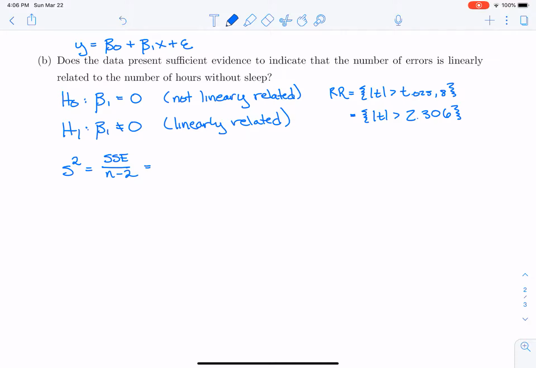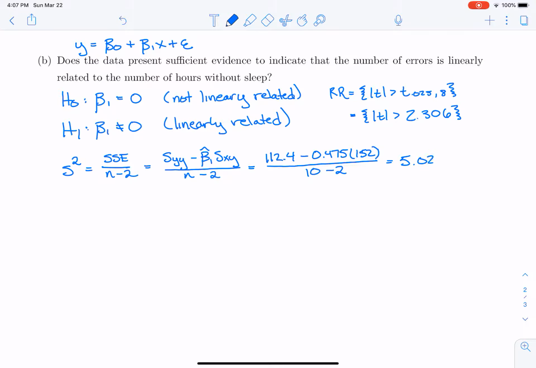So we will remember that the sum of the squares of the error we can calculate as s sub y minus beta 1 hat s sub xy. And we're going to divide that again by n minus 2. And if we plug in our numbers, we have 112.4 minus 0.475 times 152. And then we're going to divide that by n minus 2, which is 10 minus 2. If we work that out, our sample variance is 5.025.